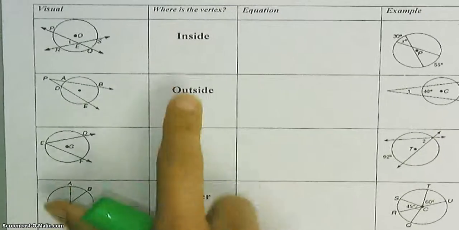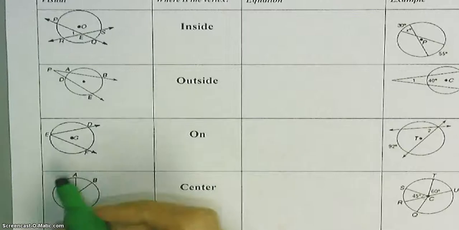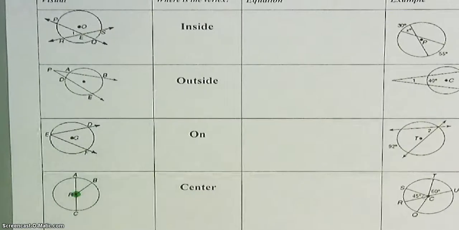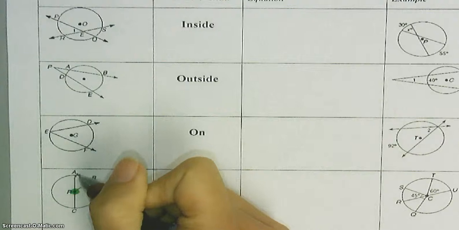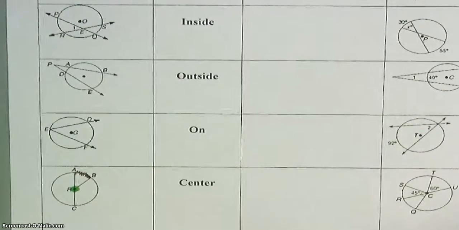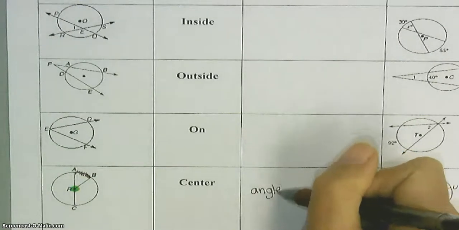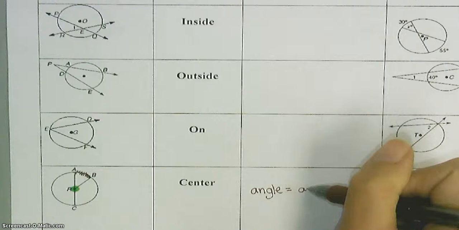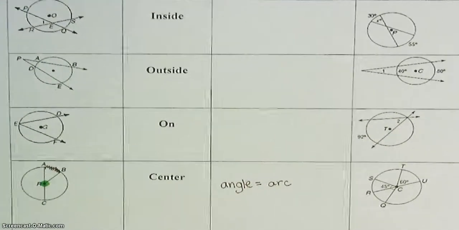So what you ask yourself is, where is the vertex? So look down here on central angles. The vertex is right in the center. Please highlight that vertex. After you find the vertex, you want to find the arc that it's opening up to. So let's say we're looking at this angle. It opens up to this arc. That's the intercepted arc. And the equation for that is angle is equal to the arc. Very straightforward. That was the first type of angle we learned.